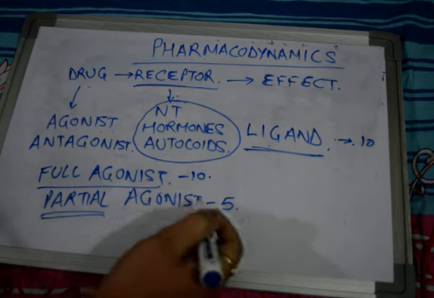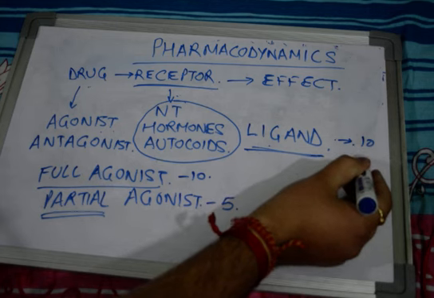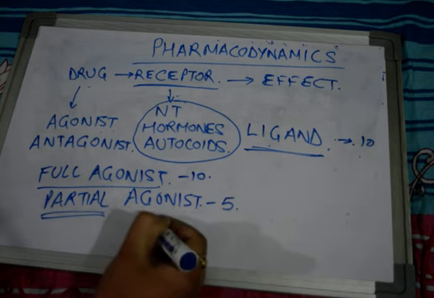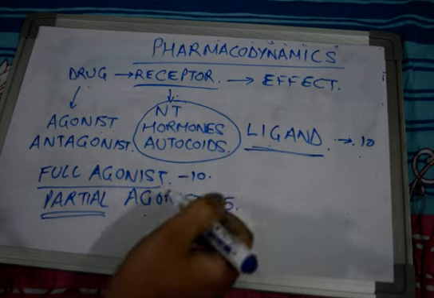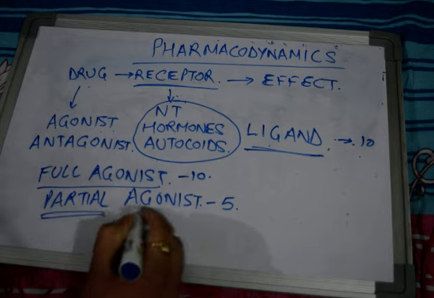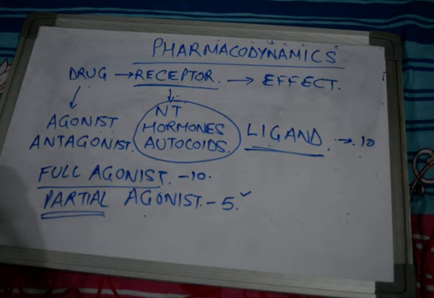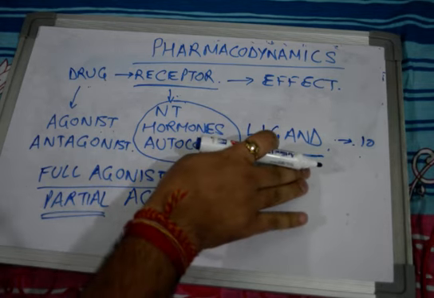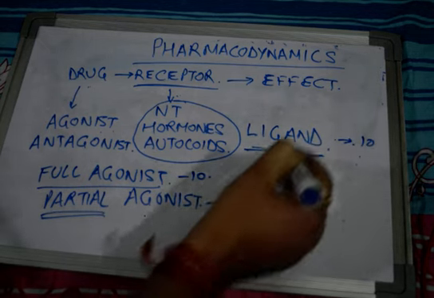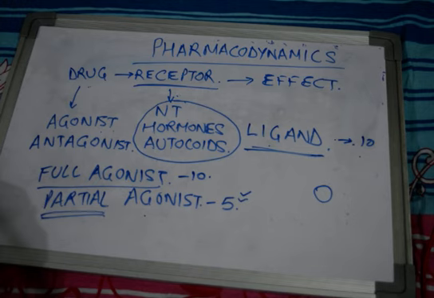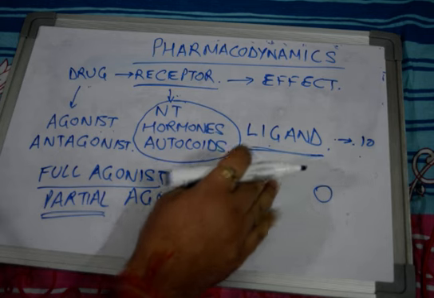Why? Because if the ligand is present and you have also given the partial agonist, what will happen? They will compete with each other, and if the partial agonist wins, you will see a response of only 5. And if the ligand is absent, again you will see a response of 5, which would otherwise be 0. So the activity of the partial agonist depends on the absence or presence of the ligand.